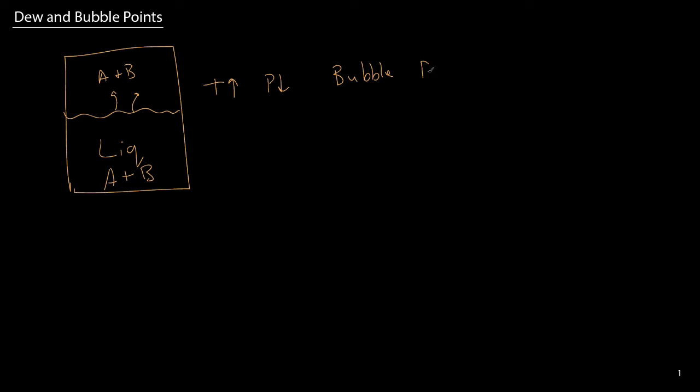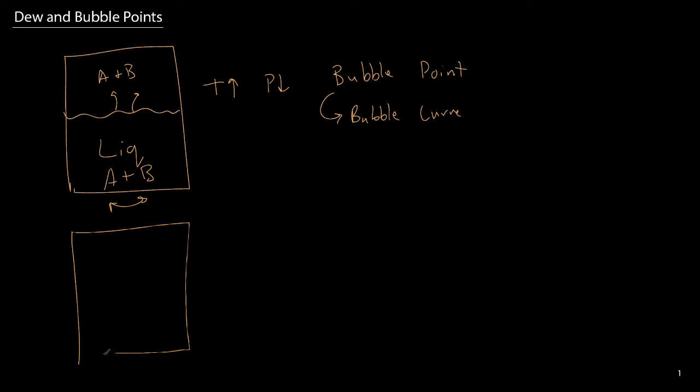This would be called the bubble point. If we were to change the ratio of A and B in the liquid phase and repeat this calculation over and over again, this would be the bubble curve. We can get to the bubble point and the bubble curve by using both temperature changes and pressure changes.